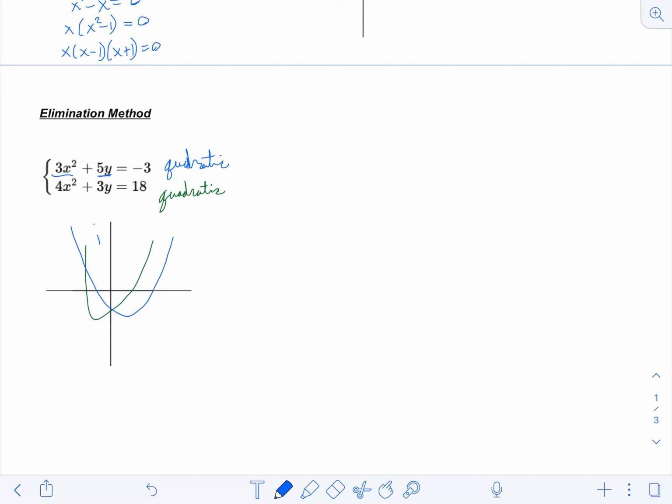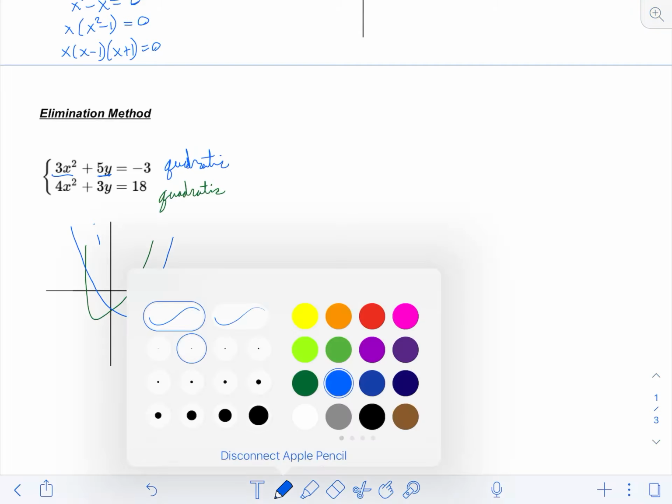If we have some sharp quadratics that might be a little bit lower, it might intersect 3 times. Most of the time, it's only going to be 2. Let's go ahead and see if we can use elimination to solve these.